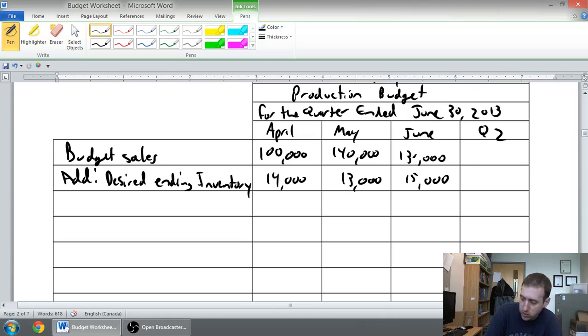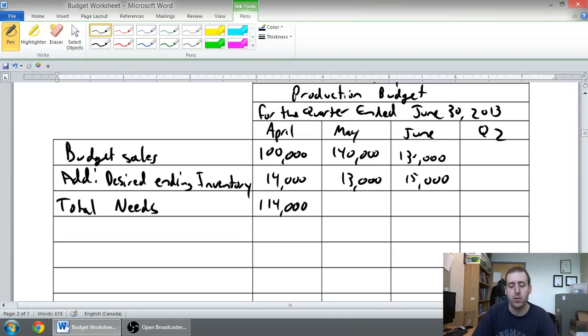So I'm going to do a little subtotal here. This is my total needs. This is everything I need. 100 plus 14 is 114. And again, let's look at April. I not only need to make what I'm going to sell, I also have to have some inventory left over at the end of the quarter. If I don't have inventory left over, then I'm in trouble, right? So I not only need the 100,000 I plan to sell, but I need 14,000 more to get me ready for May. For May, it's 153,000. And June, it's 145,000. So those are my total needs.